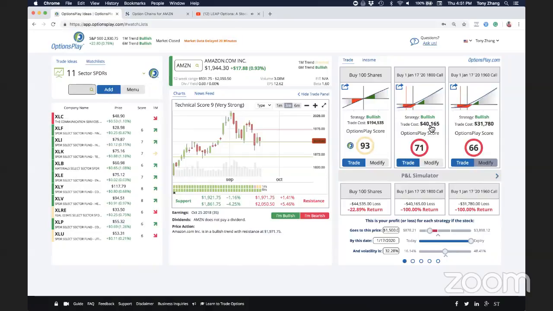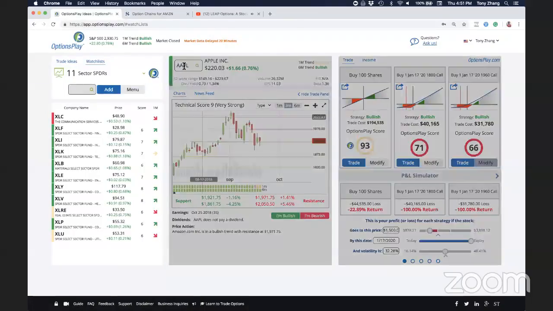This is telling you that $40,000 is quite expensive for an $1,800 call. So this is an example of where you can use this tool to compare whether you should buy a call option, a LEAP option, or buying the stock. And in my opinion here, the LEAP option isn't actually super attractive. So maybe let's take a look at a different stock.